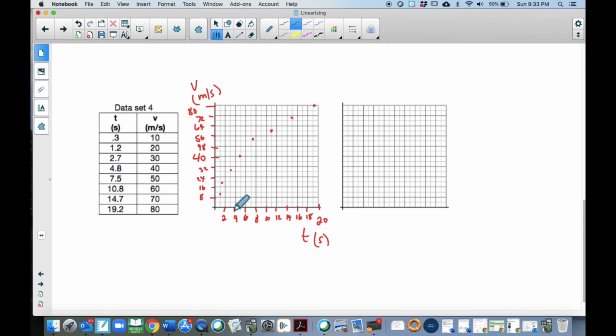Okay, here's what my points look like. And again, this is not perfect. We're doing this by hand. You could do this in your calculator, and I'm going to show you real quick and remind you how to do that.